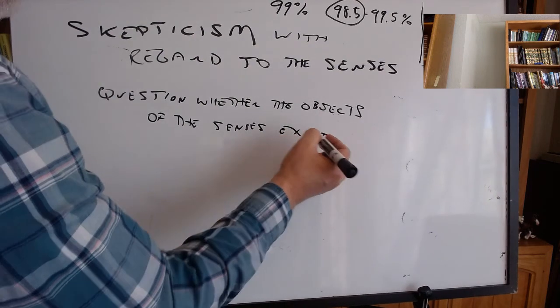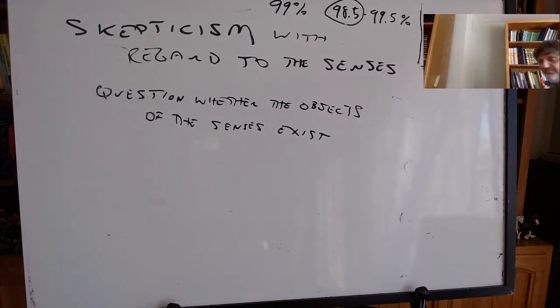So that's what the question is, but then right away it splits into two parts, because Hume says there's two different general beliefs about what the objects of the senses are.